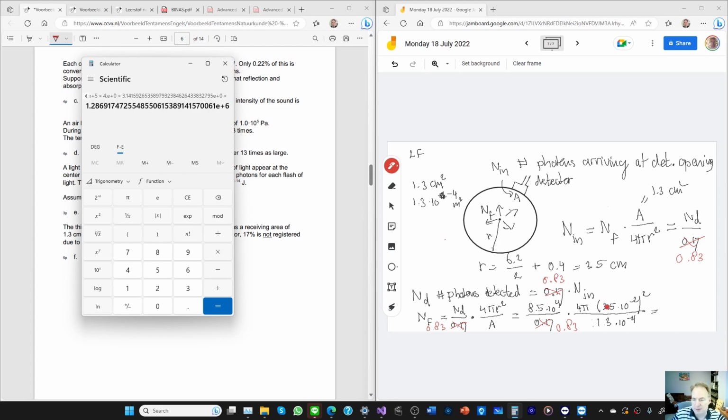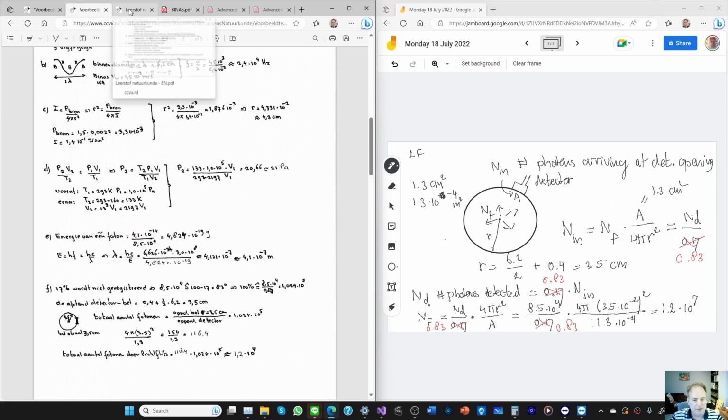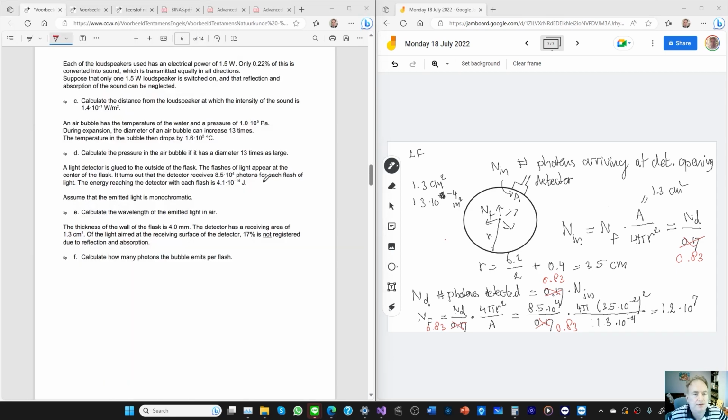And again, I just do 3.5 squared. And this I just divide by 1.3. So I get 1.2 times 10 to the power 7. And that sounds more familiar. Yeah. All right. Grinding on.